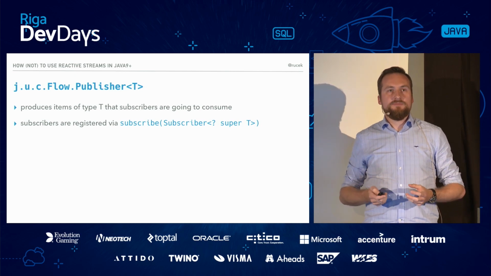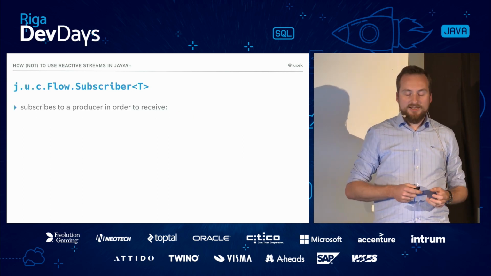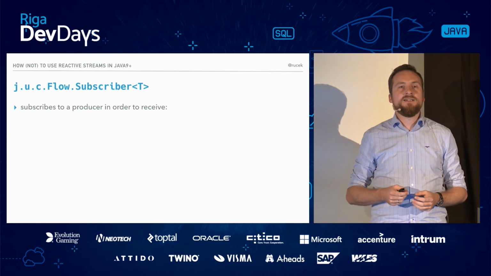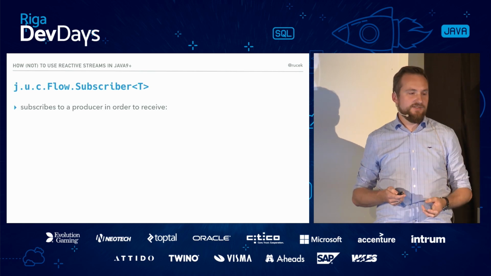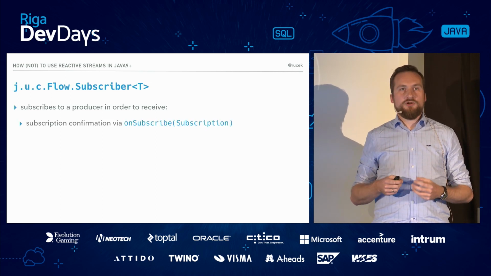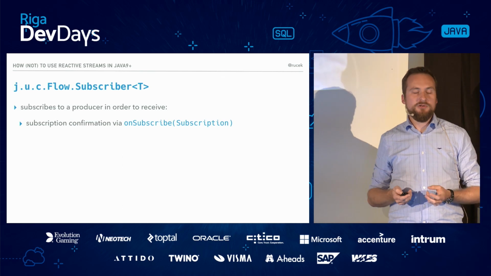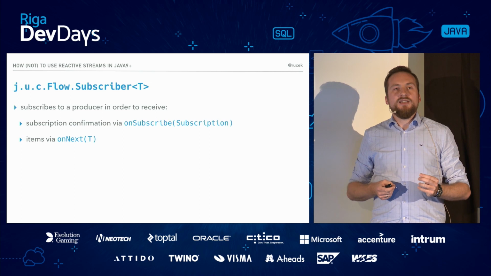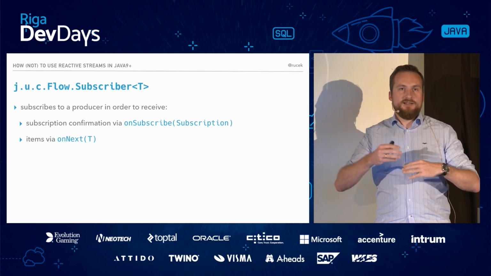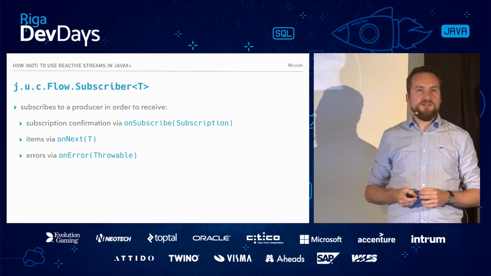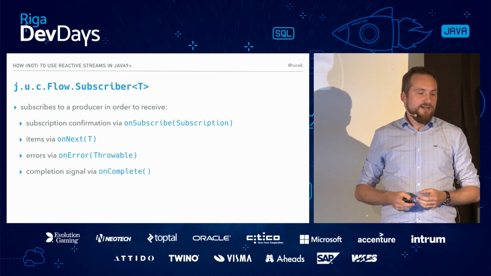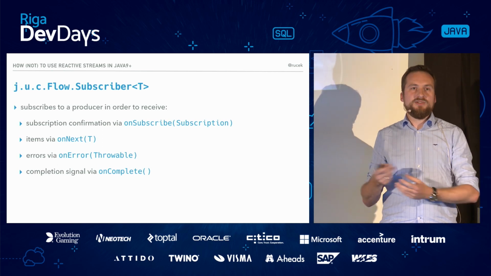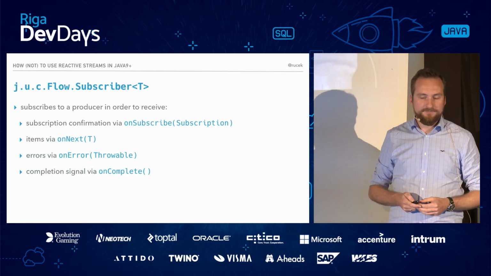Then on the other end of the pipeline, we have the Subscriber. The goal of the subscriber is to subscribe to the publisher to receive data, and it can actually receive different types of data. First of all, it can receive a confirmation that the subscription was successful with the onSubscribe method. It can receive items via the onNext callback. And there are two more callbacks for handling what happens within the stream: the onError callback for errors, and onComplete to signal that the source or the producer is complete and there is no more data.